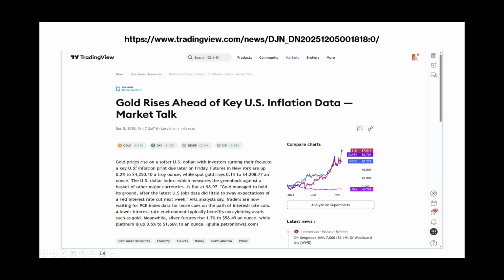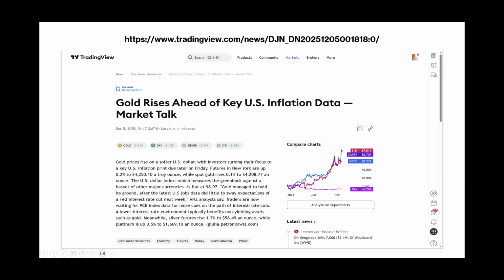So gold price rises on a soft US dollar, with investors turning their focus to a key inflation print due later on Friday. So that was the news that was supposed to be dropping today. Futures in New York are up 0.2% around the major key level, which is 42.50 a troy ounce. While gold spot rises, we don't trade gold spot, but we do trade GC, which is the futures derivative contract. The U.S. dollar index, which measures the greenback against a basket of other major currencies, is flat at 98.97.